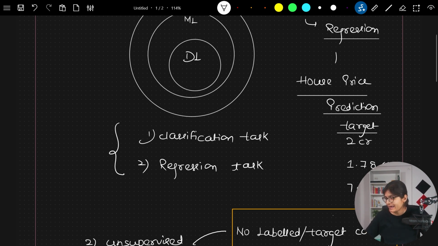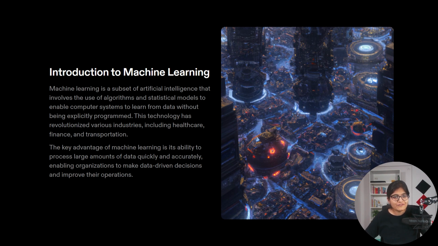Now, again going back to the presentation, we have seen what machine learning is. It's a subset of AI that involves the use of algorithms and statistical models. That's why I told you it's a prerequisite to learn stats first, to enable computer systems to learn from the data without being explicitly programmed.